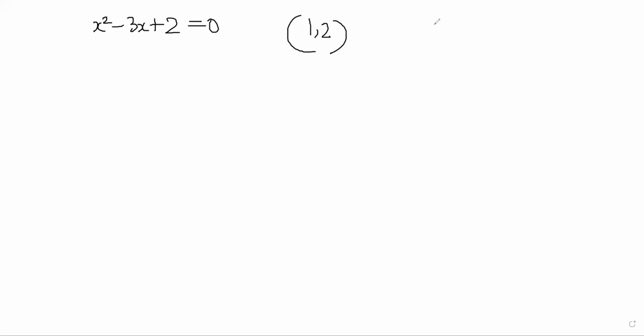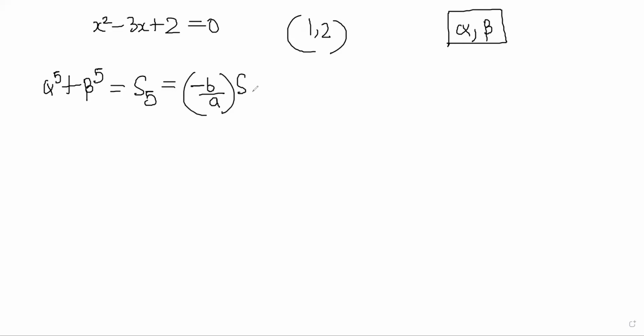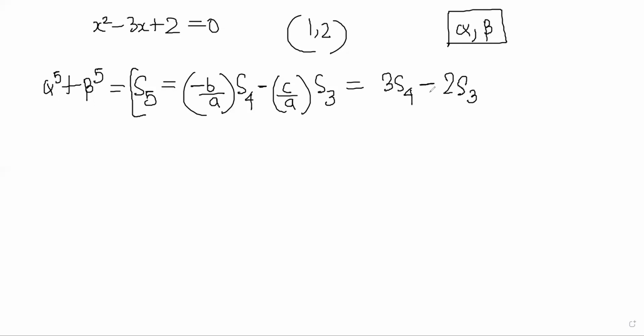For a moment, forget that we know the roots, right? Let's say they were alpha and beta, and suppose you wanted to find alpha power 5 plus beta power 5. So that is equal to S5. So S5 is minus B by A S4 minus C by A S3. Putting the values in, B is minus 3 and A is 1, so minus B by A is 3, so 3 S4. C is 2 and A is 1, so minus 2 S3.